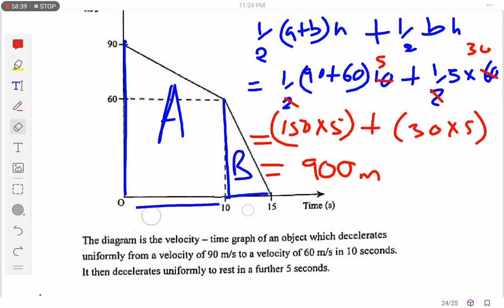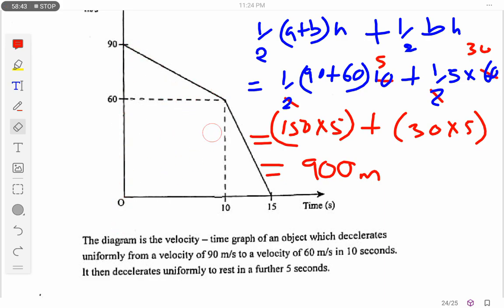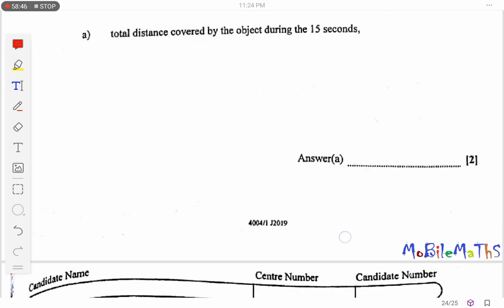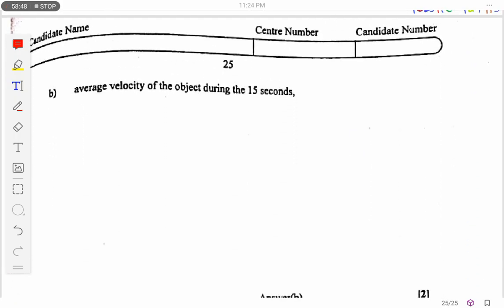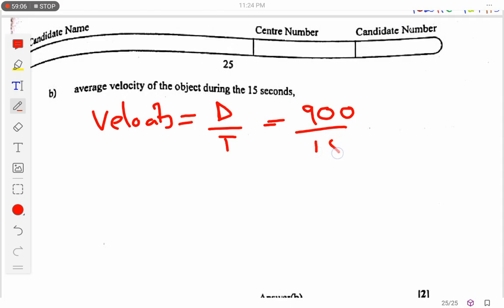Let me wrap off this. I'm very sure we are going to use this part here. Okay, so average velocity there of the object during the 15 seconds. So velocity is equals to distance over time. Distance, we said 900 over time 15. So it's going to be 600 meters per second there. Okay.